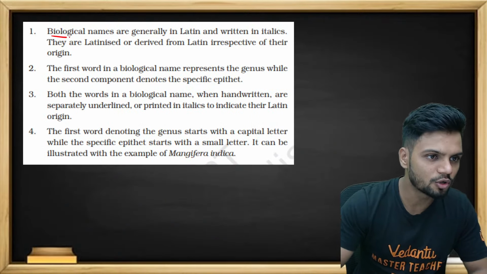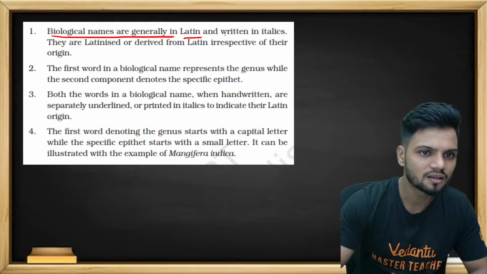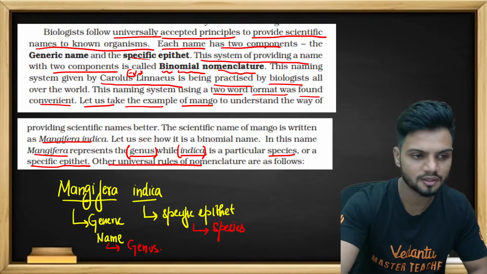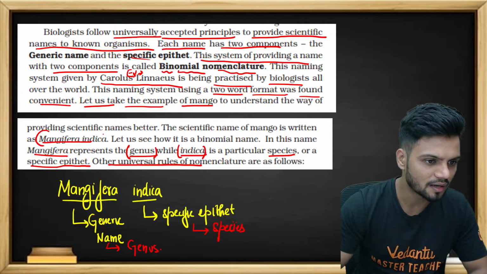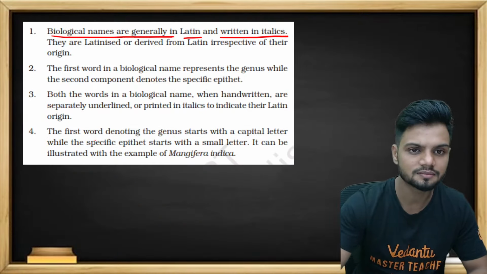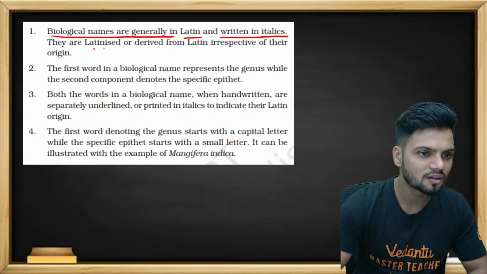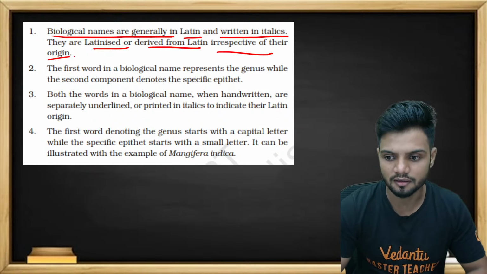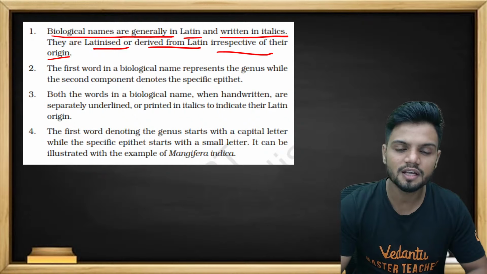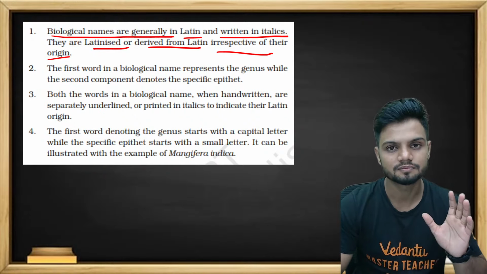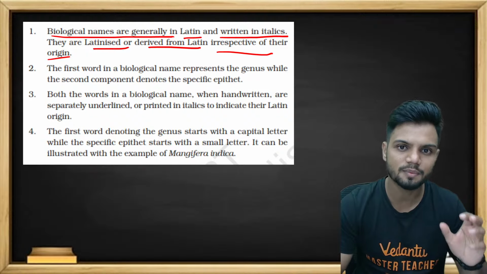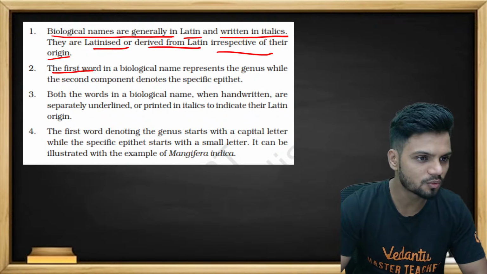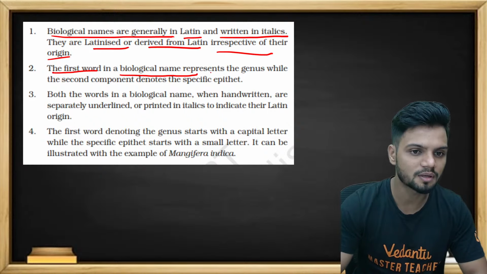First one, binomial nomenclature names are generally in Latin and written in italics. See here, it is in Latin and it is written in italic. Mangifera indica is written in italics. They are Latinicized or derived from Latin irrespective of their origin. So you might have a name in Hindi, but when you are writing the scientific name, it should always be in Latin. Standard, dead language, but yeah. The first word in the biological name represents the genus. First is genus, second is species or specific epithet.